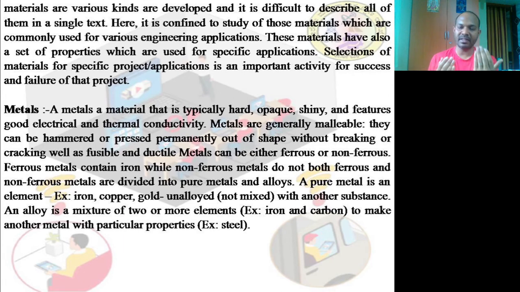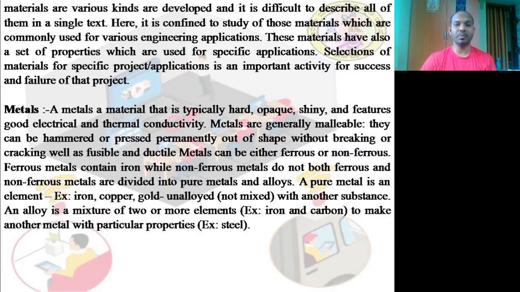Without altering the shapes, we can make them into a perfect shape that we are looking for. Basically, metals can be classified into ferrous metals as well as non-ferrous metals. Ferrous metals contain iron as their major composition, while the non-ferrous metals do not. Both ferrous and non-ferrous are divided into pure metals and alloys, whereas non-ferrous metals will not have iron as their major constituent. Iron presence will be there, but not as a major constituent.